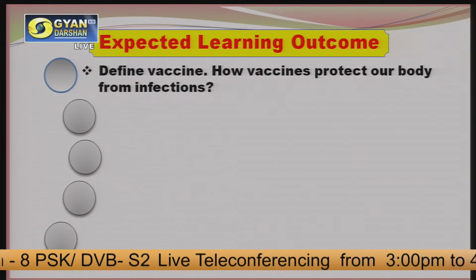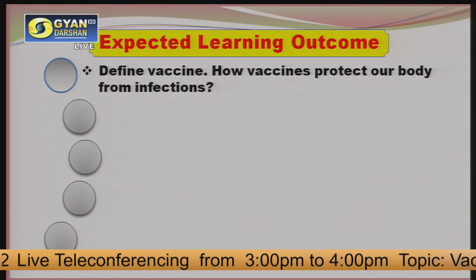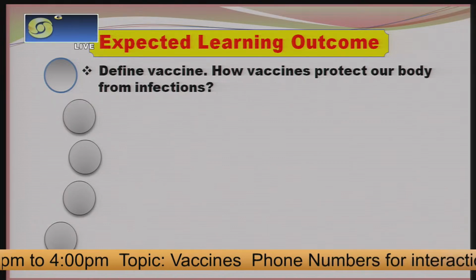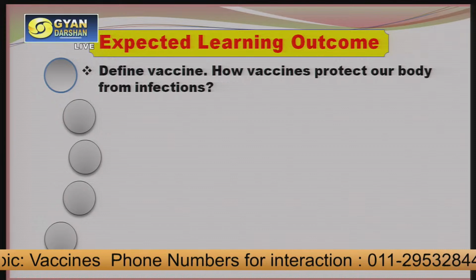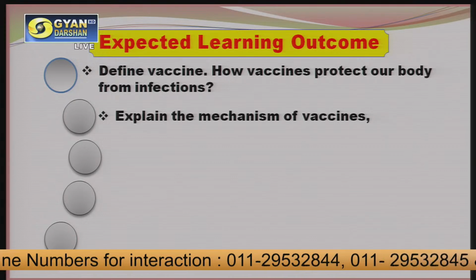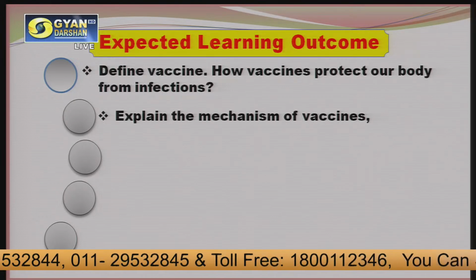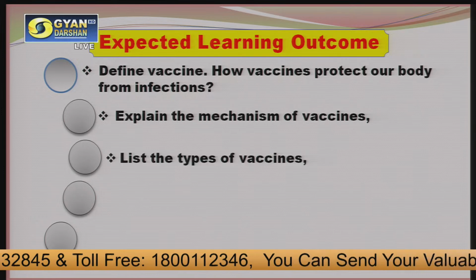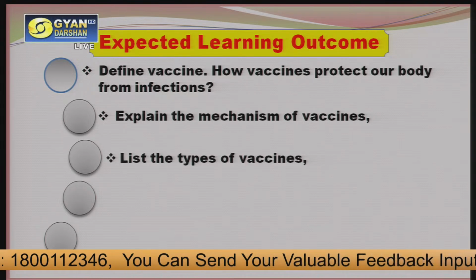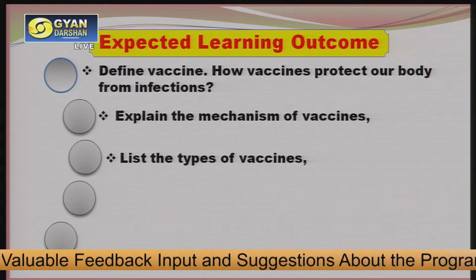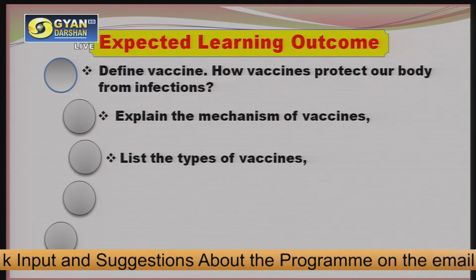So what is the expected learning outcome of today's session? After finishing this session, you will be able to define vaccines and how vaccines protect our body from infections. You will be able to explain the mechanism of the vaccine, how the vaccine works, which we will discuss in detail. And you will be able to list the types of vaccine. I have already discussed it: there are five types of vaccine we will discuss in detail.